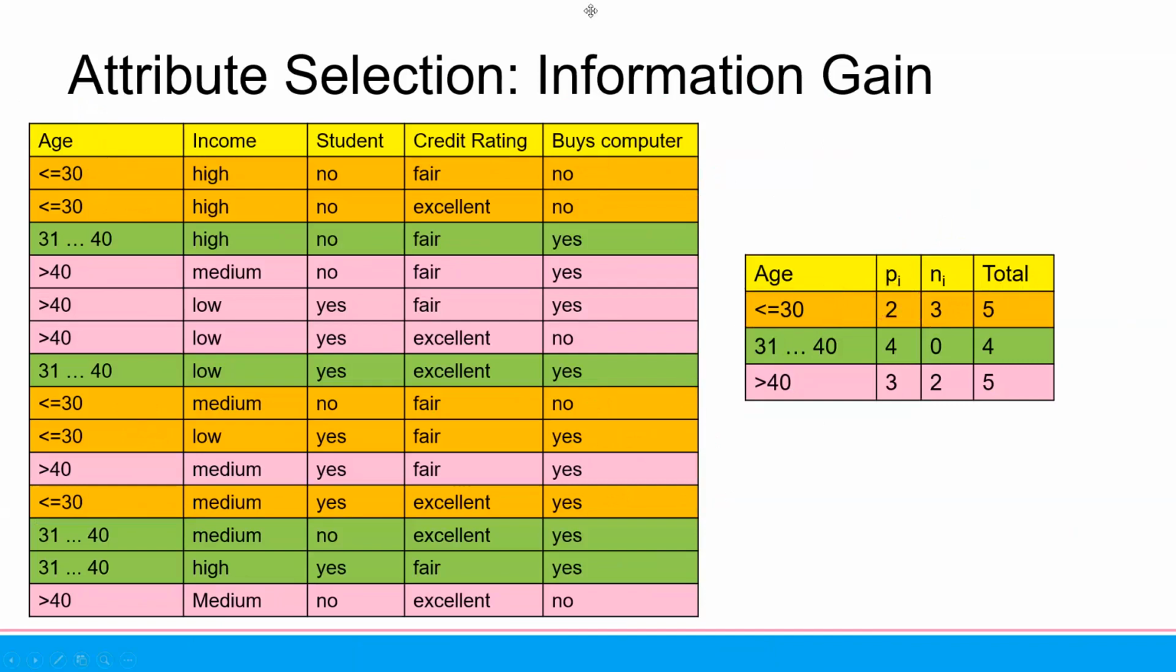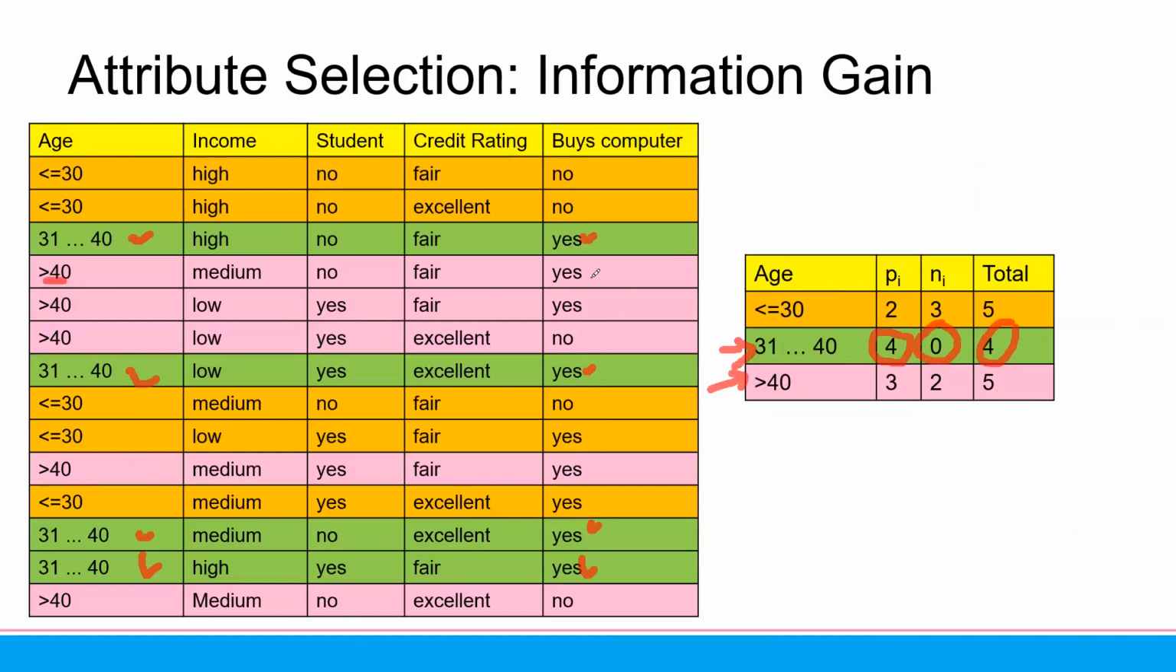Now let's see the next. 31 until 40. This is the green color. 1, 2, 3, 4. Okay, we have a total of 4. And how many yes? We have 1, 2, 3, 4. Okay, we have 4. And how many no? Nothing. So it's 0.